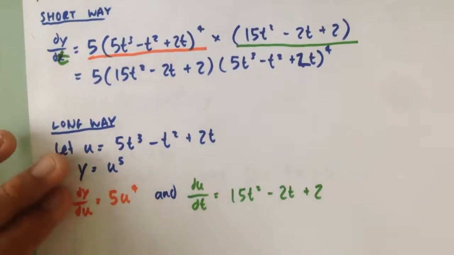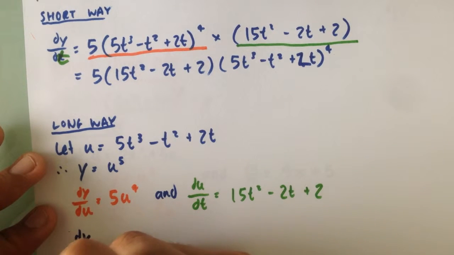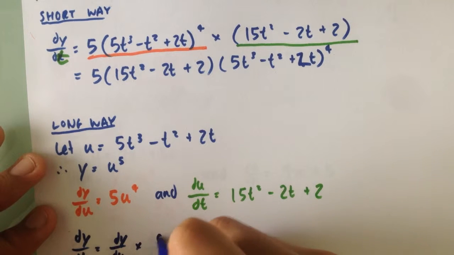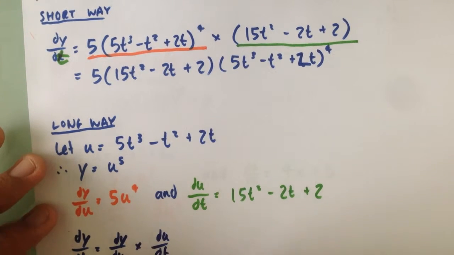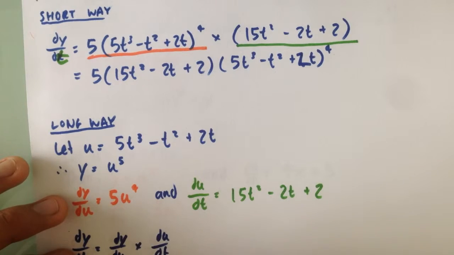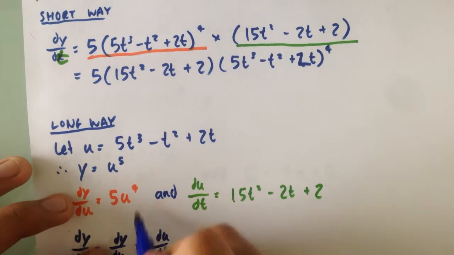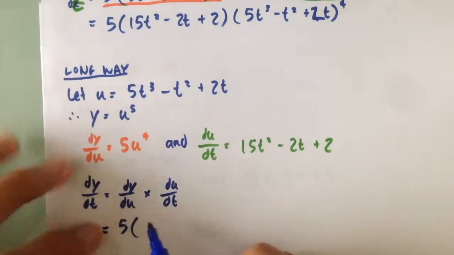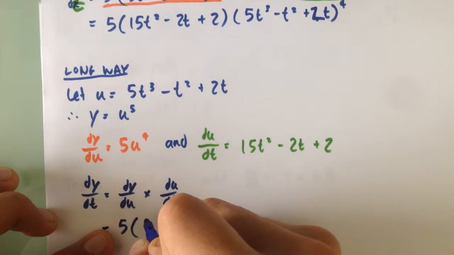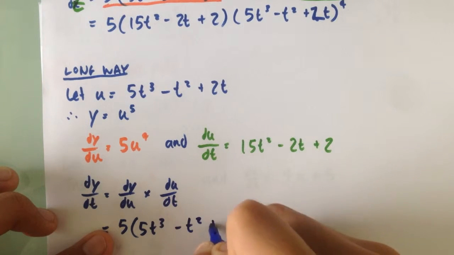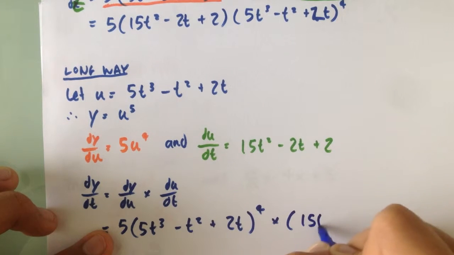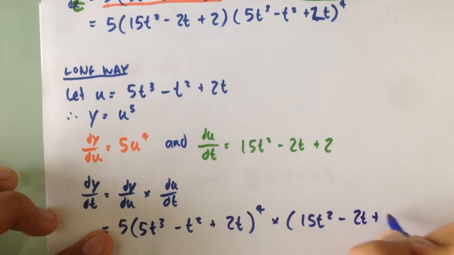And of course, just finishing off here, dy/dt is dy/du times du/dt, which is 5u to the power 4, and u is just that, so I'm going to sub that in. Oops, sorry, you can't see. So 5 times 5t cubed minus t squared plus 2t, which is u to the power 4, multiplied by 15t squared minus 2t plus 2.